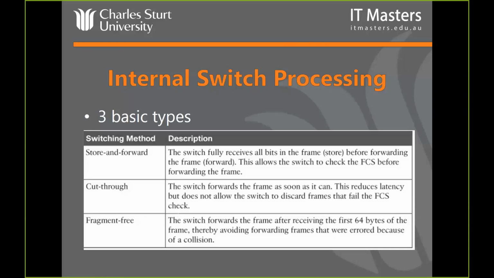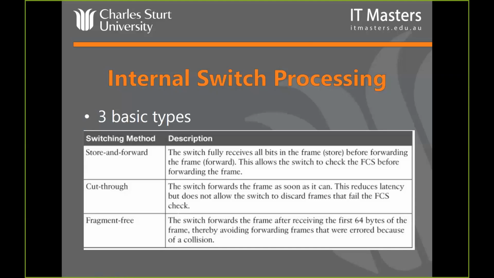However, if a collision or an issue has occurred later on in the frame, it's not going to pick that up until too late, until it's already started to transmit it. So you might have a switch, but you might have, say, 10 devices hanging off each port connected via a hub, for example, then there's still a potential for collisions to occur. In a cut-through environment, it can't detect those collisions.